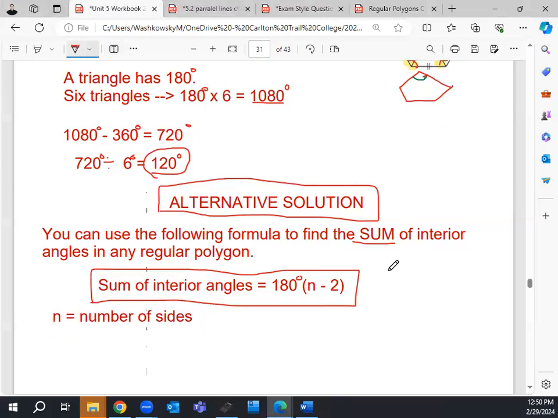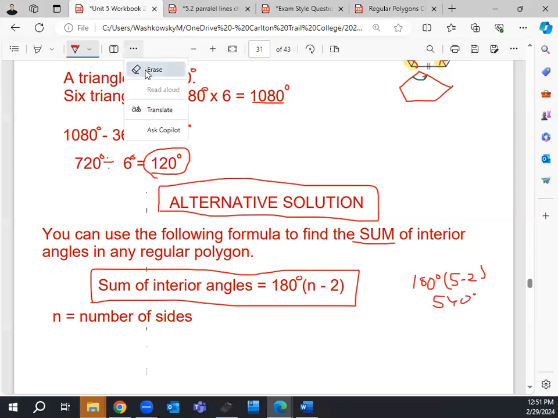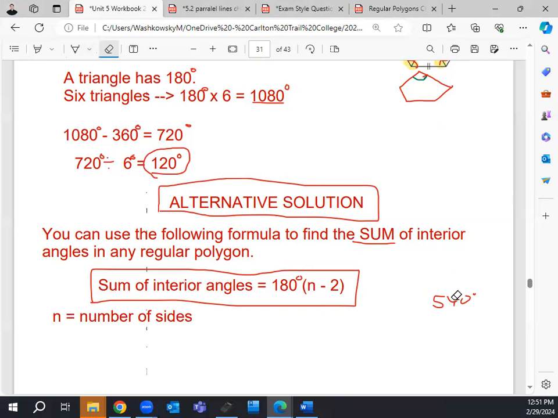Right. So if I were to give you, don't write this down, a 5-sided shape, well, it would be 180 degrees times 5 minus 2. Or rather, 180 degrees times 3. It'd be 540 degrees there, for example. Right, my math's right there. Yes. Right, and this makes sense.